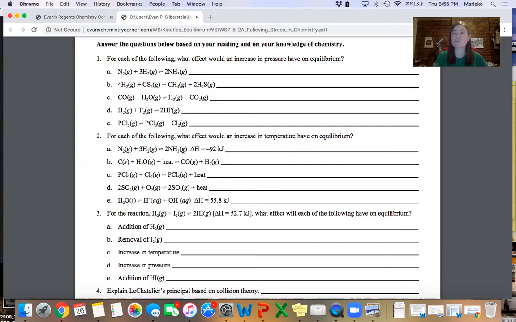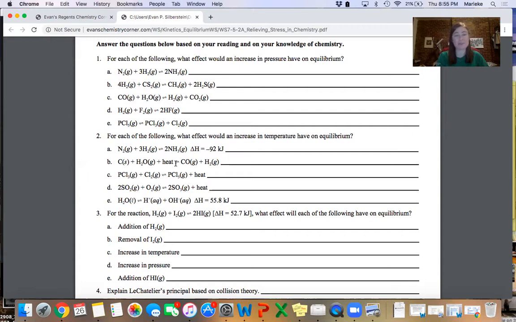And so the reaction is going to shift to use up that heat, meaning it's going to shift towards the reactant side. NH3 is going to react with itself to create more N2 and more 3H2, right? And by doing that, it's going to use up that extra heat that we've added. So this one, A, is going to shift to the left.